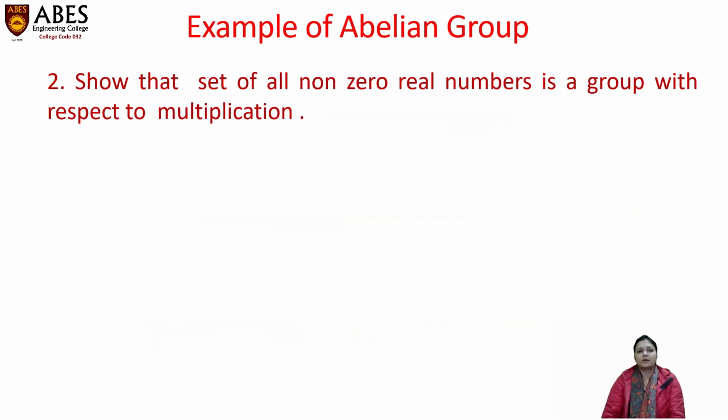Here is the next example. Show that the set of all non-zero real numbers is a group with respect to multiplication. So here a set of real numbers except zero, non-zero real numbers, is given, and the operation is multiplication.